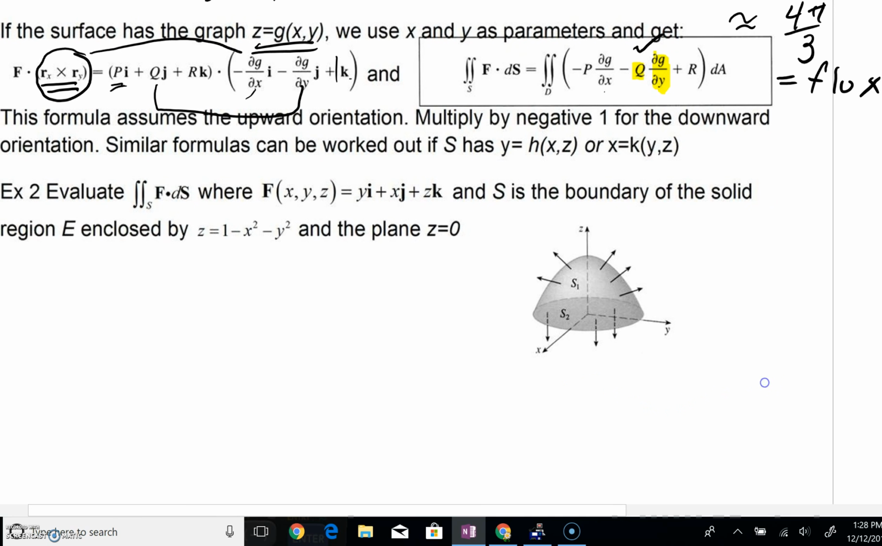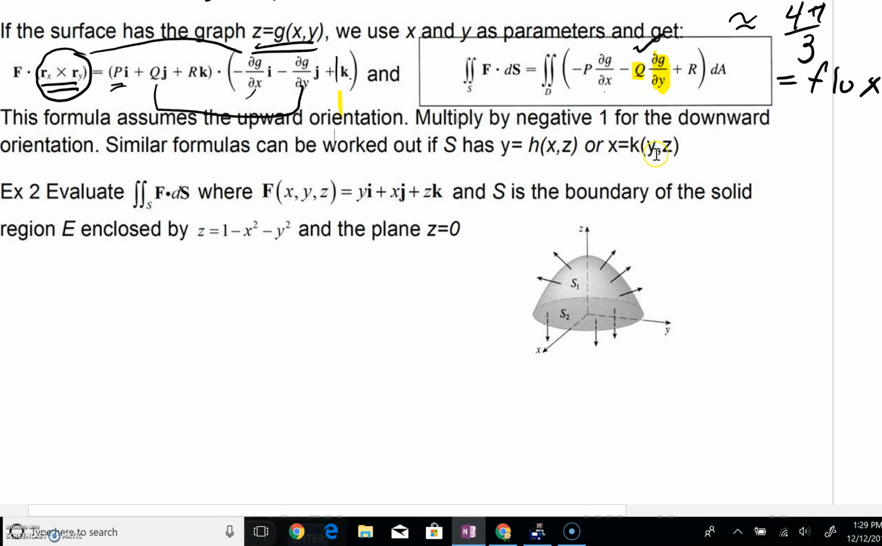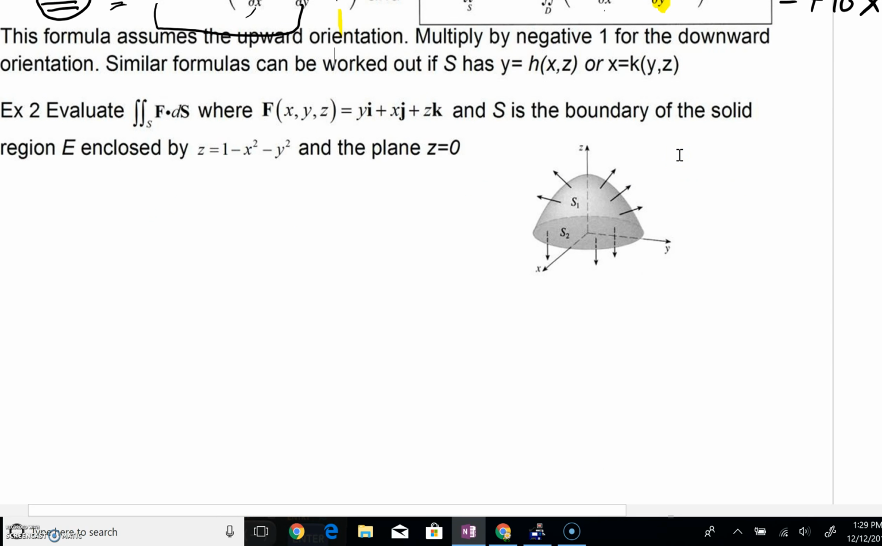Wonderful way to get through this. Again, this formula is assuming upward orientation. You'd have to multiply by a -1 for downward orientation. Upward orientation means that your normal vectors are pointing up. Similar forms could be worked out in terms of having functions in terms of other variables, in terms of x and z or y and z.